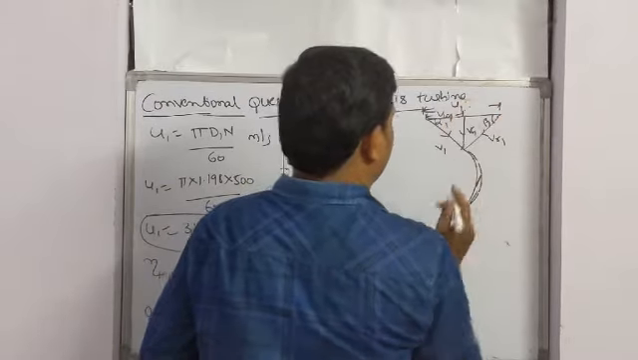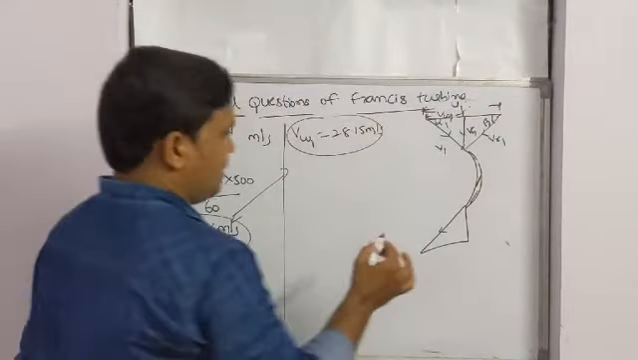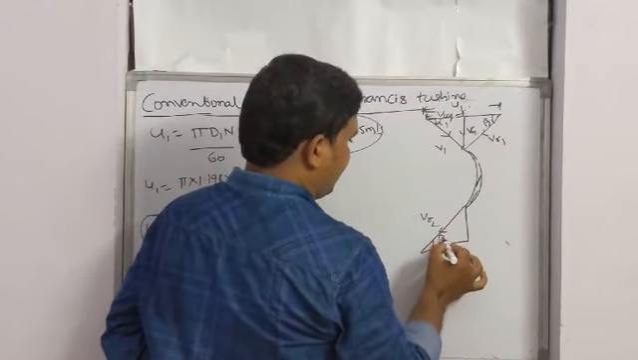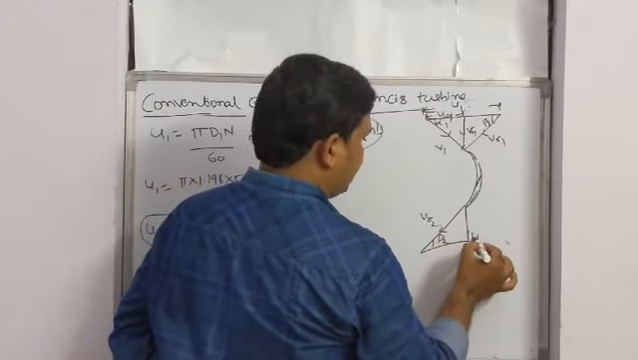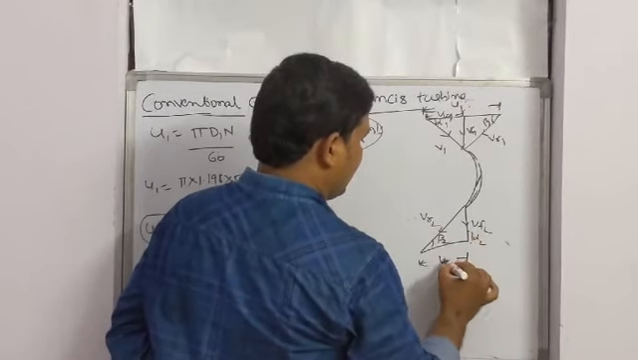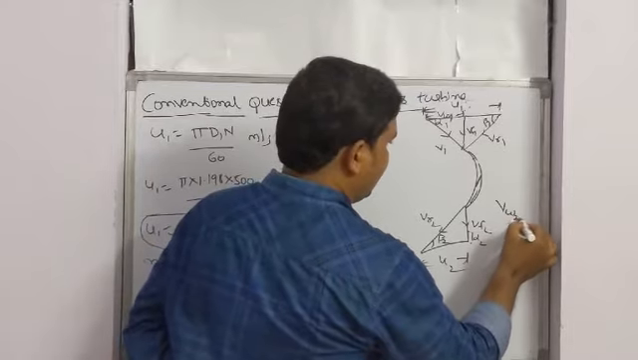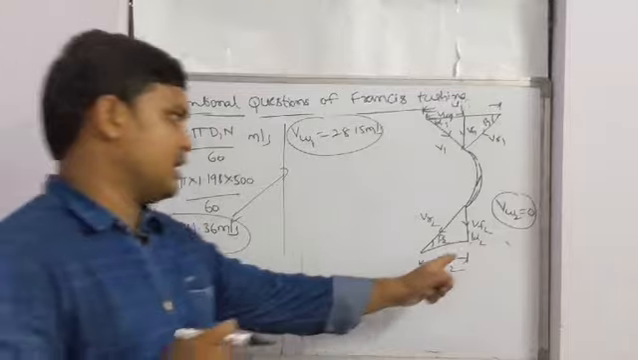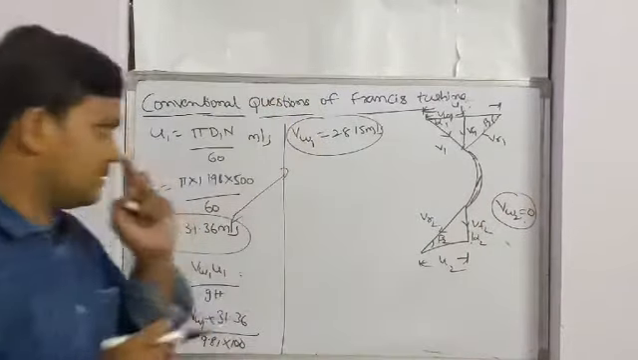This is U1. Again, this is a relative velocity, V2. This is beta 2. This is alpha 2. This is Vf2. Then this is U2. Here VW2 will be 0 because in a Francis turbine the water leaves axially. Then alpha 2 is 90 degrees, so VW2 will be 0.